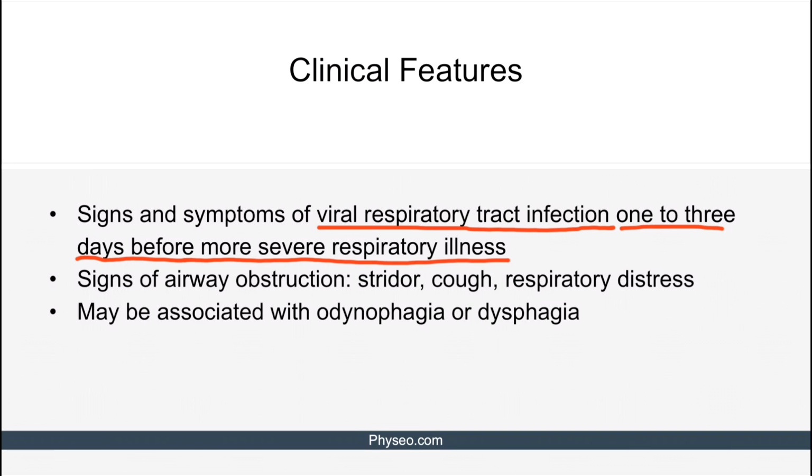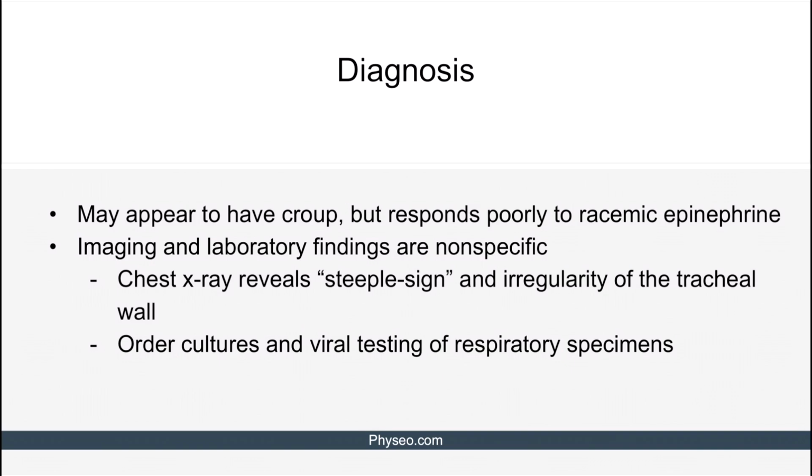Once the inflammation and exudative invasion of the trachea begins, the patient may show signs of airway obstruction such as stridor, cough, and respiratory distress. The patient may also have associated odynophagia or dysphagia. Bacterial tracheitis may present with similar characteristics to croup. However, when patients with bacterial tracheitis are given a trial of racemic epinephrine, they will have little to no improvement.